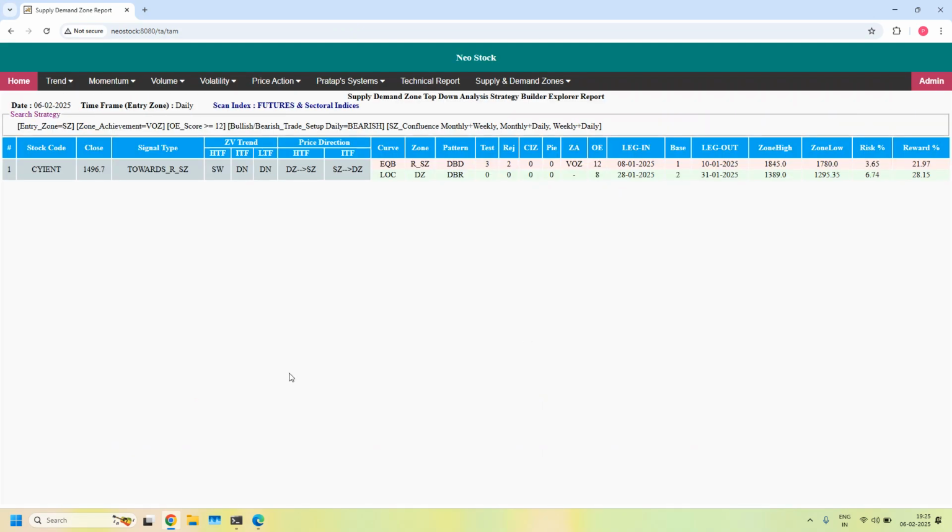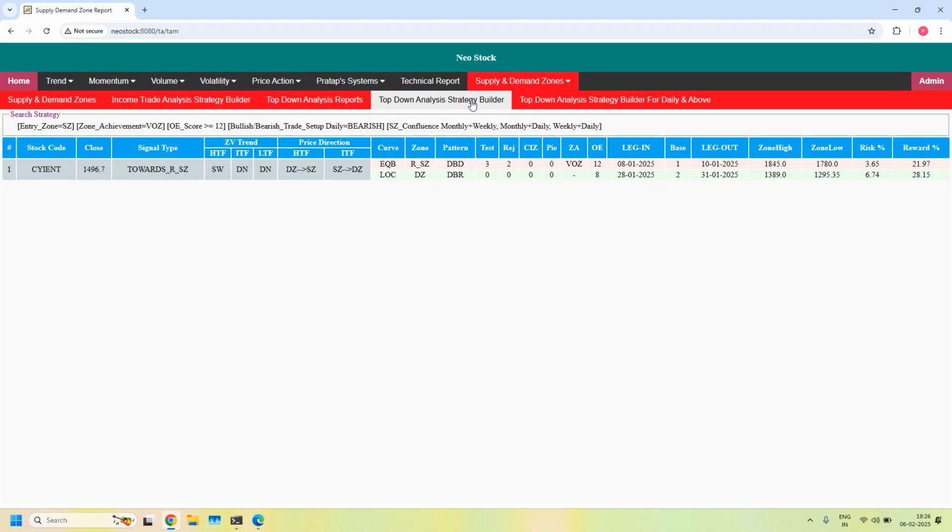With all the 3 filters, we got only 1 stock. So this daily supply zone overlapped with weekly, both together again overlapped with monthly supply zone. But monthly trend is sideways. Sideways EMA confluence does not give any advantage. So we are not looking into EMA. So this is about bearish trade setup for monthly income trade.